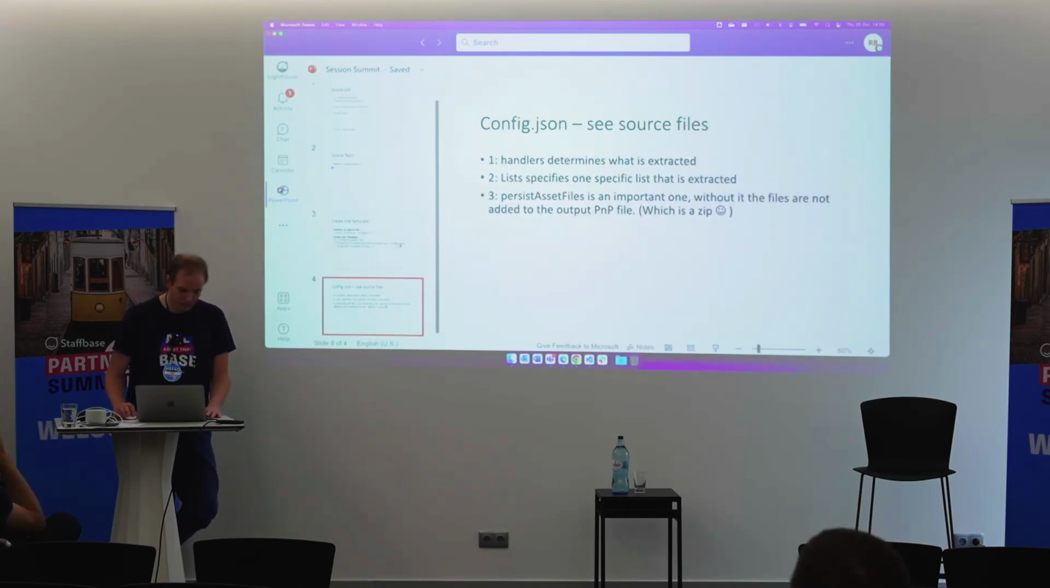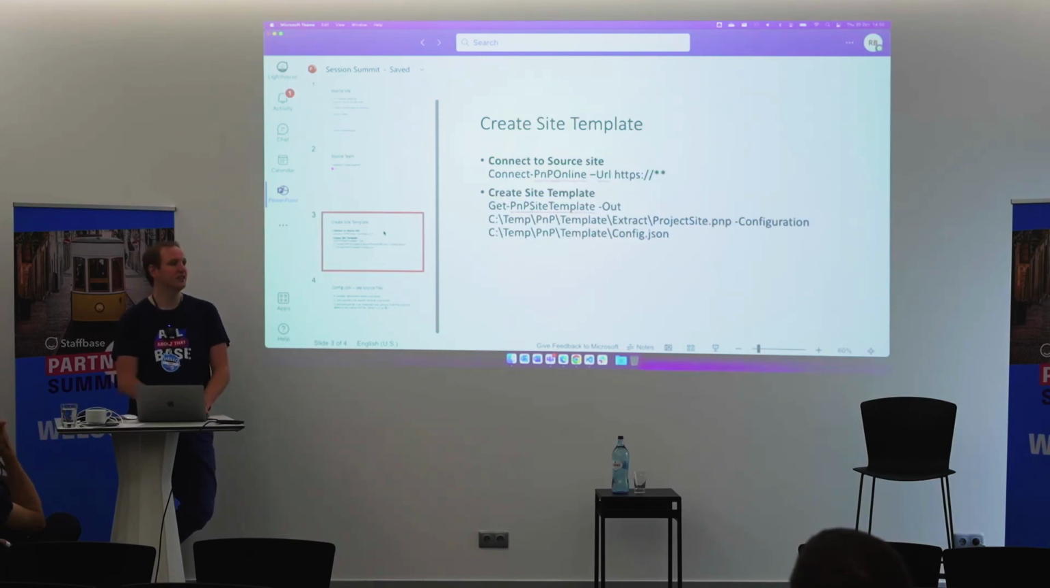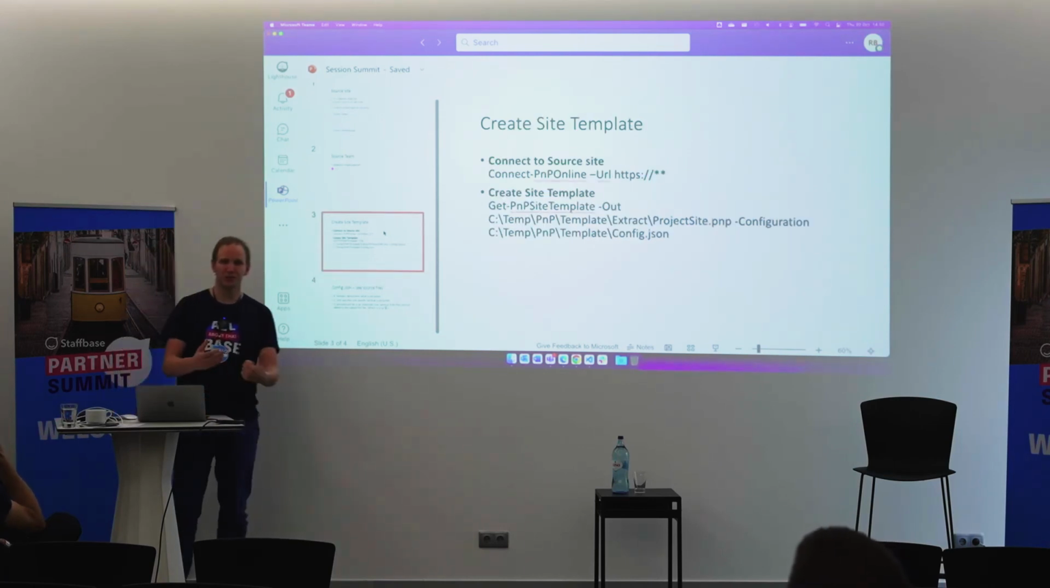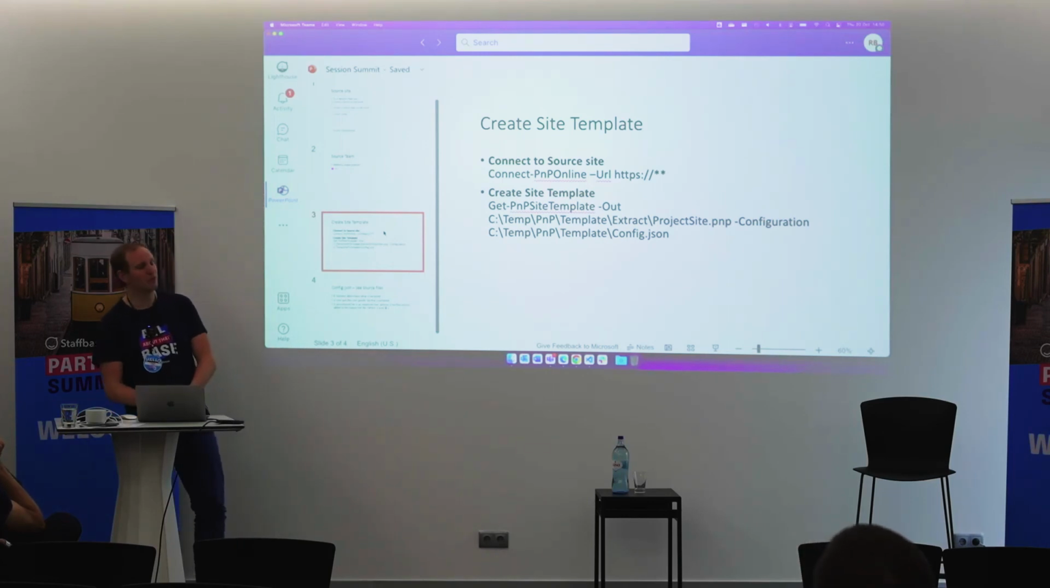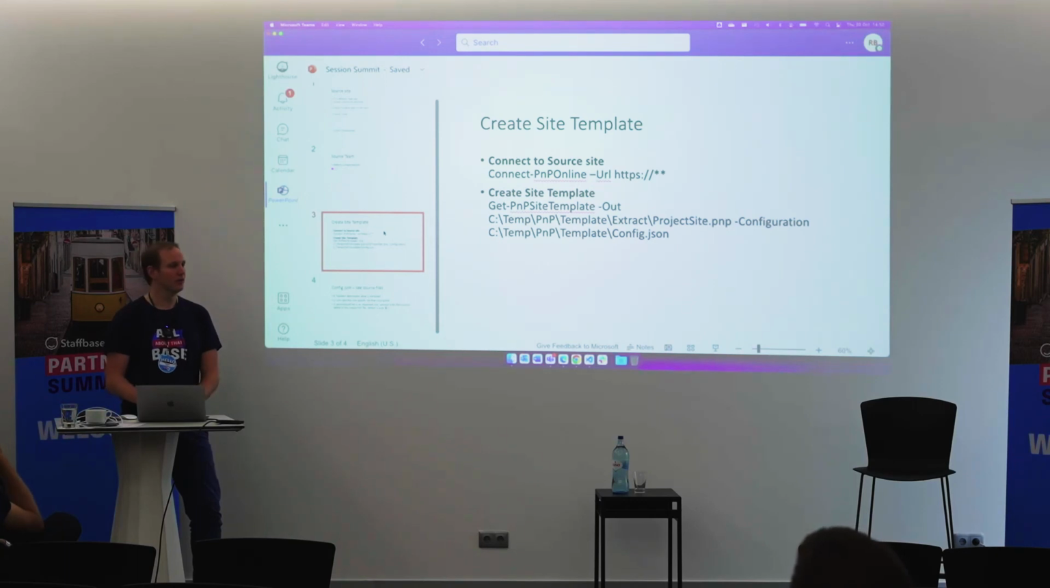And this was just some things we should tell, and I told them handlers to set what you want to include. I want to include the files, I want to include the pages, I want to include the metadata, the content types, etc. Then limit it to only the libraries you want to include. So not everything, but only documents, for example. And then tell that files should be included and that persist asset files thing is true. Then you have a PnP file.